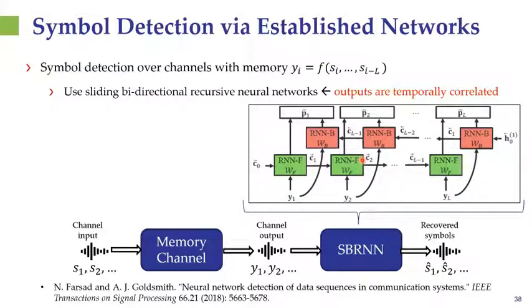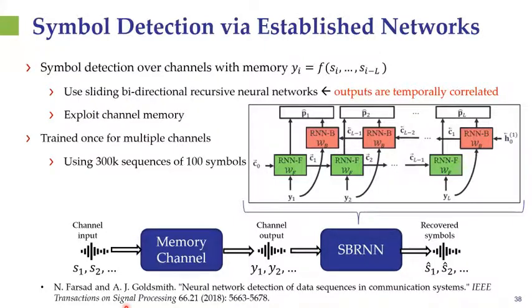So in light of that knowledge, for these kinds of channels, the best thing to do is some forward and backward recursions. What Farsad and Goldsmith propose to do is just to learn those recursions using bidirectional recurrent neural networks. This essentially exploits the temporal correlation in the observed channel outputs, and once we do that, it allows us to exploit the channel memory without doing it explicitly. We're just utilizing a neural network architecture which is capable of exploiting temporal correlation in time sequences.